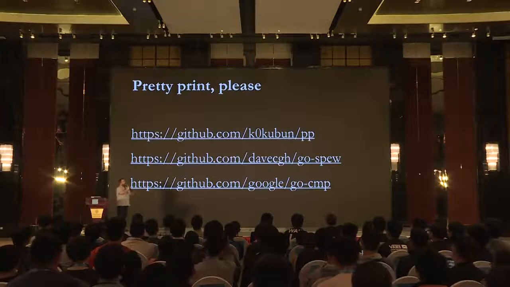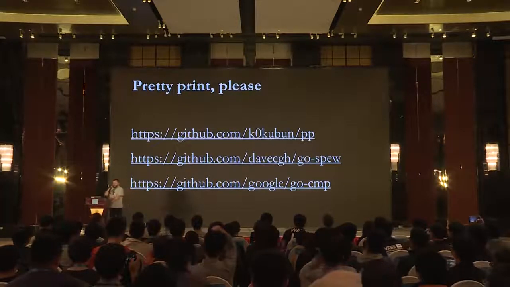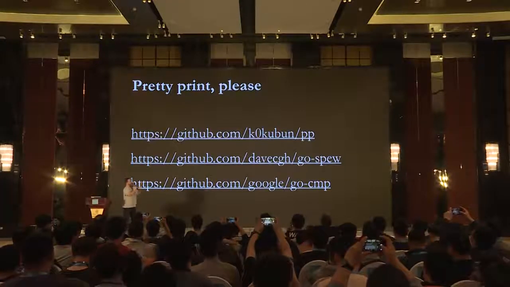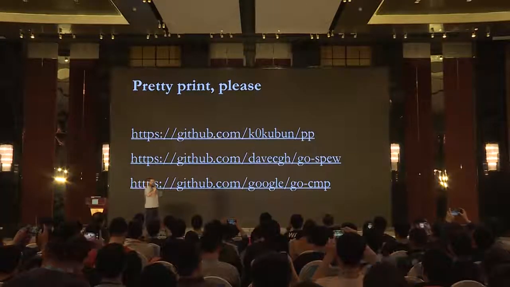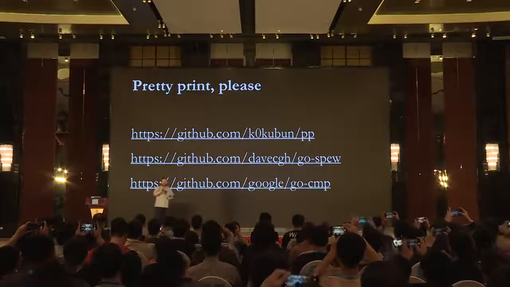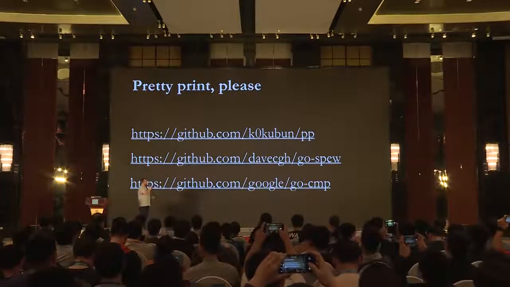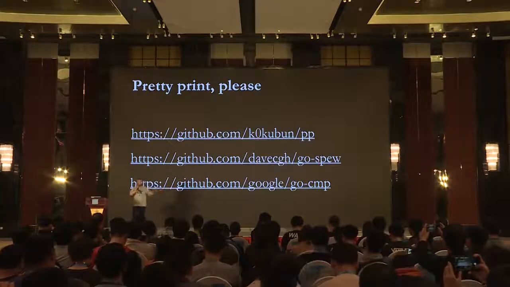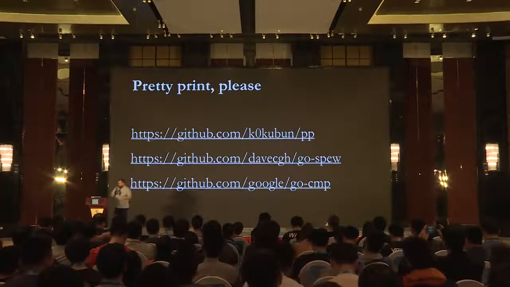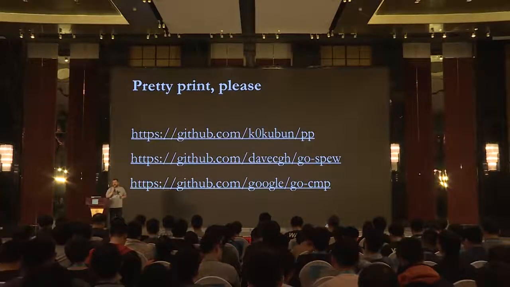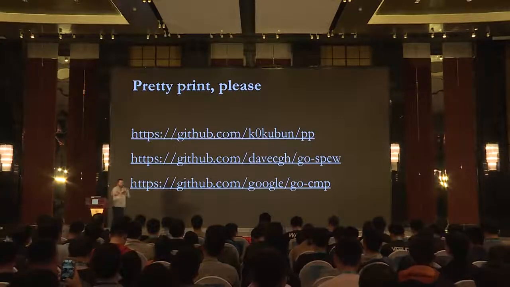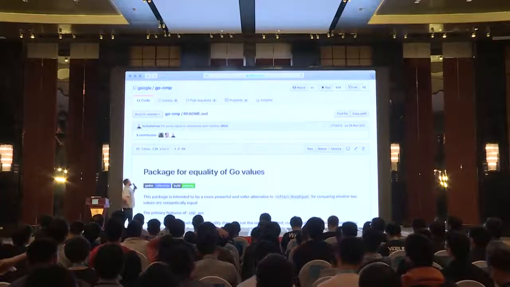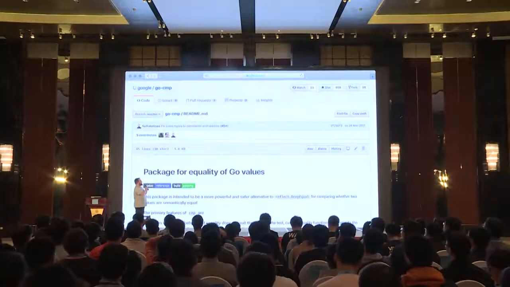Now, the problem of printing complicated Go structures is not a new problem. There are dozens of pretty printers. pp is very, very popular. go-spew has been around for a long time. But the one that I want to talk to you about is go-cmp. go-cmp is written by a Google engineer, Joe Tsai, and he gave a talk about it at GopherCon about 2 years ago. This is what it looks like. I'm not entirely sure why I included this slide other than it's on GitHub.